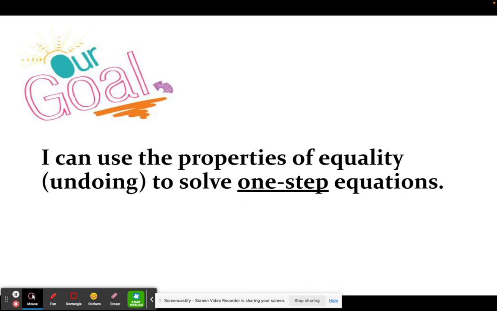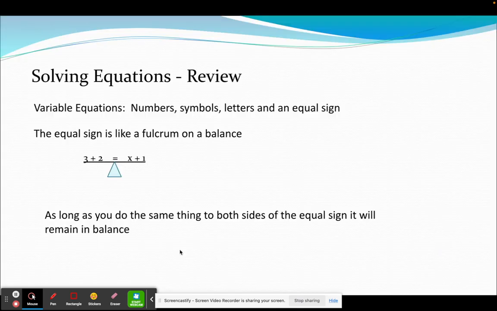This is just what we're hoping to accomplish throughout this unit. So as I said, we're going to use the properties of equality, undoing, to solve one-step equations. As you recall, variable equations include numbers, symbols, letters, and an equal sign. That is what differentiates it from an expression, because an expression does not have an equal sign. The equal sign is like a fulcrum on a balance.